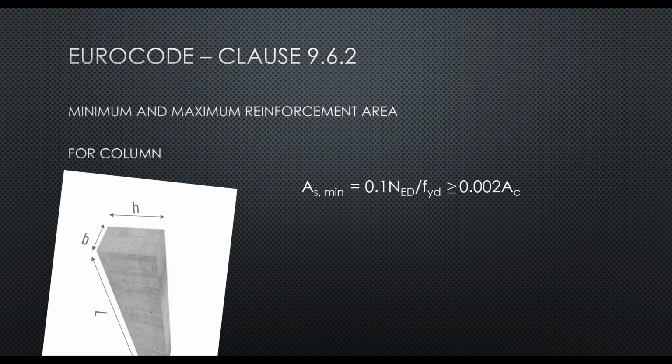So the value that you obtain from this formula must be compared with 0.2% of the area of concrete. Whichever is higher between them is going to be the minimum area of reinforcement for the column. In case of the maximum, it is 4%. That is 4% multiplied by the area of concrete. But in case where we have lapping and joint, then you can have 8%. This is actually specified in the code as well.